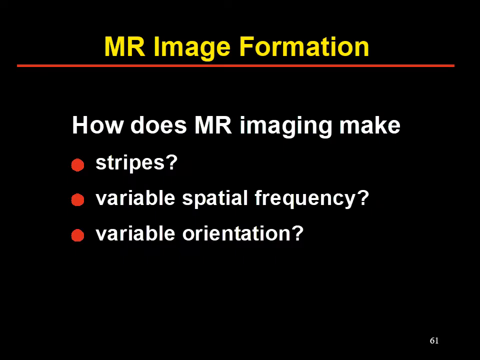How does MR imaging make these stripes? How does it make these stripes of various spatial frequency and of variable orientation? And an even more basic question, why has this process been chosen for the way of making MR images? With respect to that last question, it is because it is relatively simple to get the spatial frequency information out of the MR scanner at different frequencies and different orientations. The next slides will illustrate how images are made from these spatial frequencies and how these spatial frequencies are created.